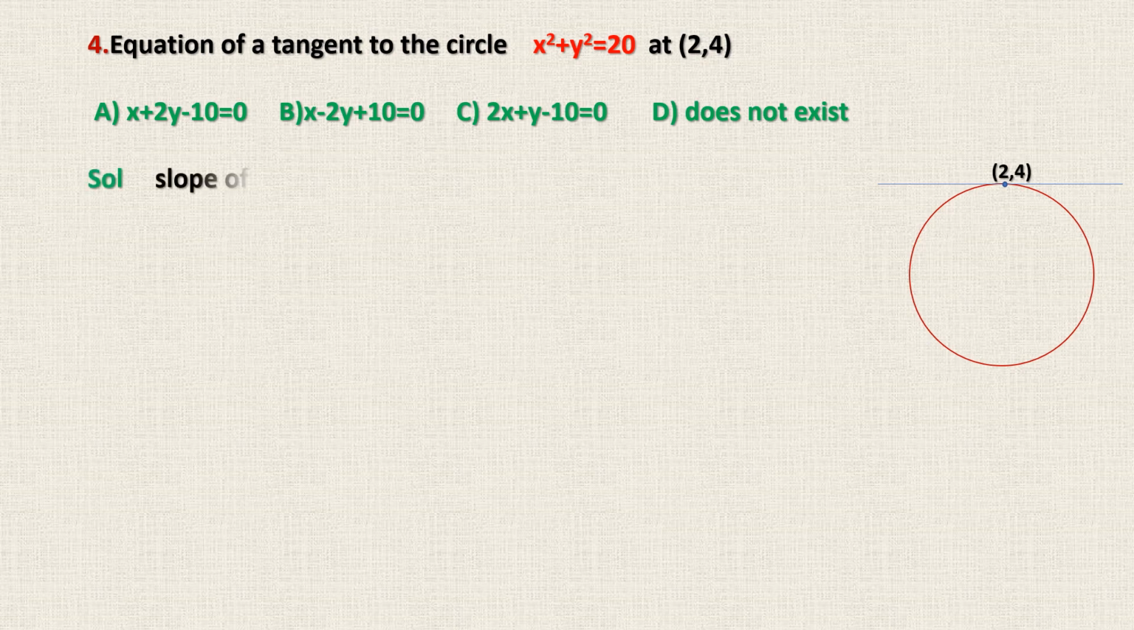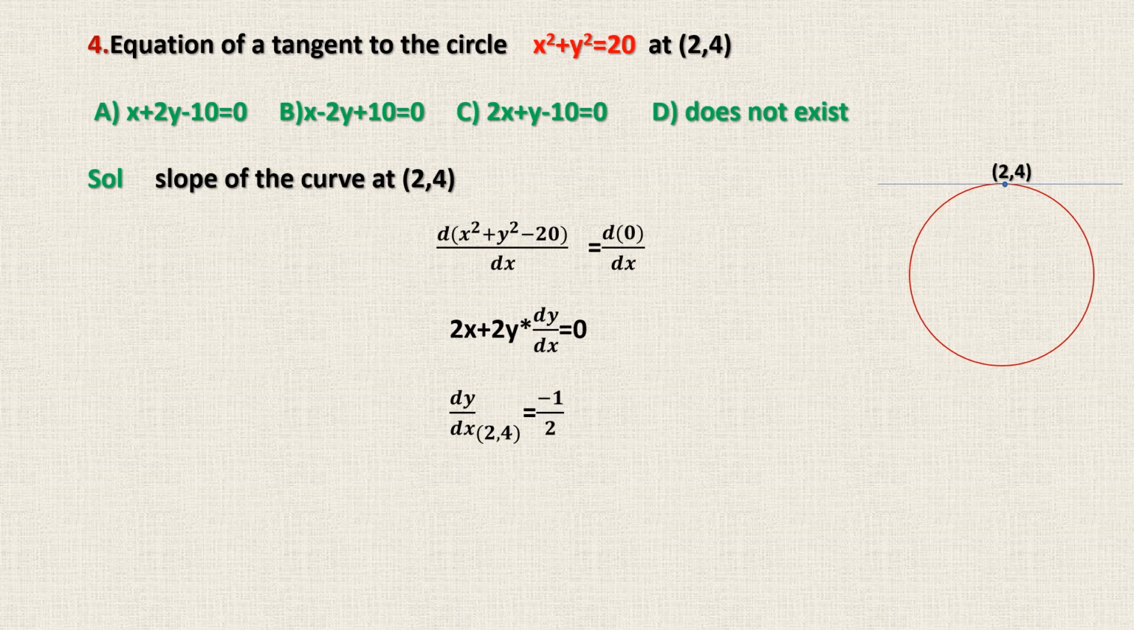To find the slope of the curve at (2, 4), differentiate the equation: d/dx of x square plus y square minus 20 equal to d/dx of 0. Differentiation d/dx of x power n equal to n into x power n minus 1. X square differentiation gives 2x, and differentiation of x gives 1. So 2x into 1 is 2x, plus differentiation of y square gives 2y, and differentiation of y gives dy by dx, equal to the differentiation of a constant, which is always 0.